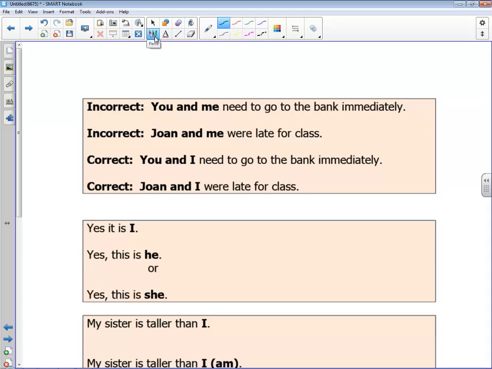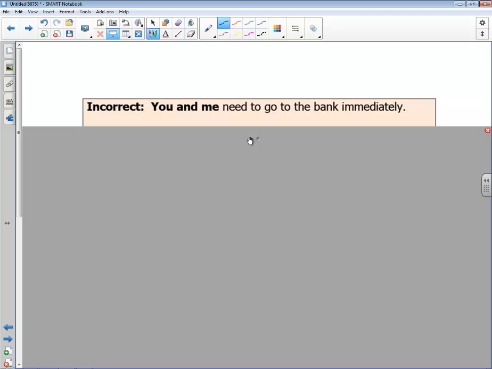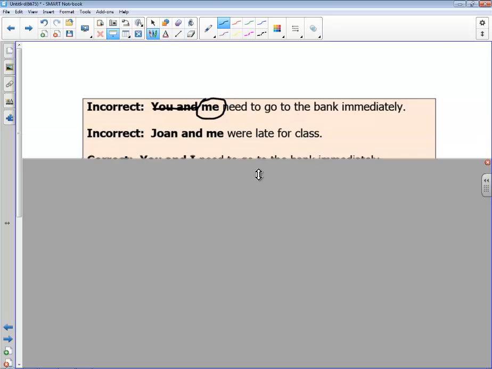Now, it can be harder to see when you put and between. You may hear this informally from your friends. You and me need to go to the bank immediately. Or me and Joan need to go to the bank immediately. Me need to go to the bank? No. Our test for doing this is simply to mark through the you, and it will expose this subject, and you know it's not me.